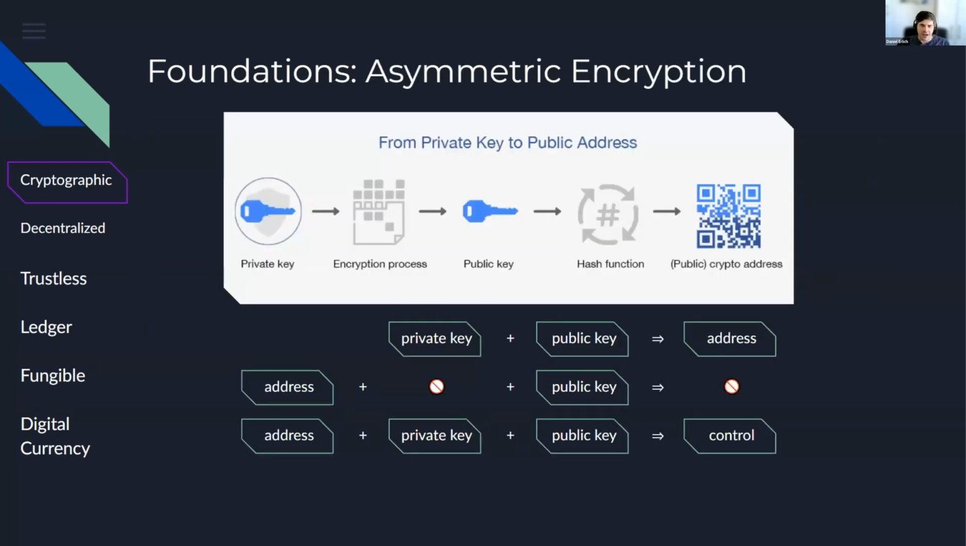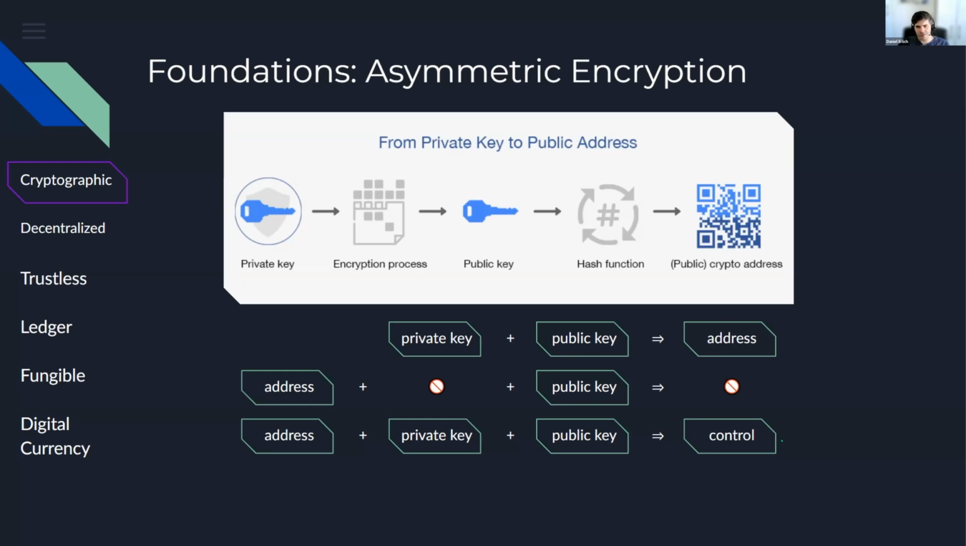Okay, so after the hash function, we have this other aspect called asymmetric encryption. And basically what this means is, you have your private key here on the left, you have your public key in the middle, and then you have the crypto address, which is also public. Basically, the private key is your password that you will use to decrypt or encrypt the public key, and that gives you the crypto address.